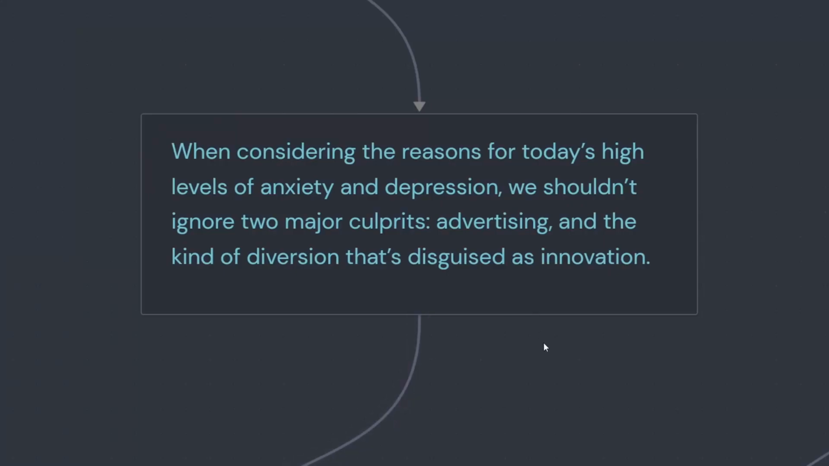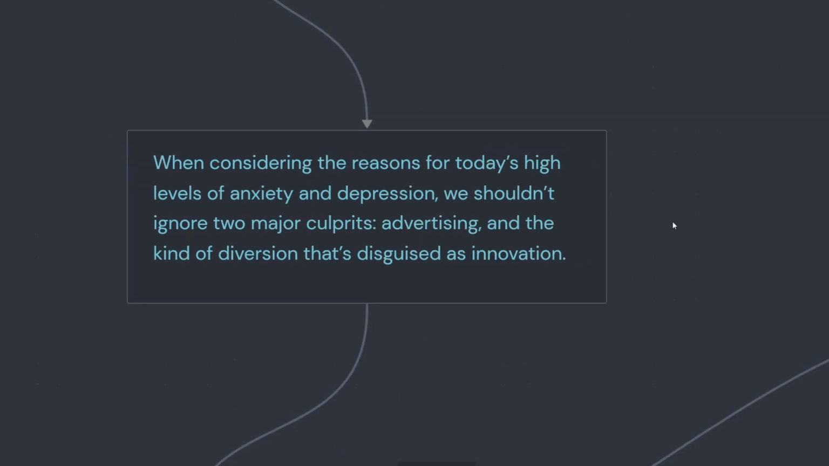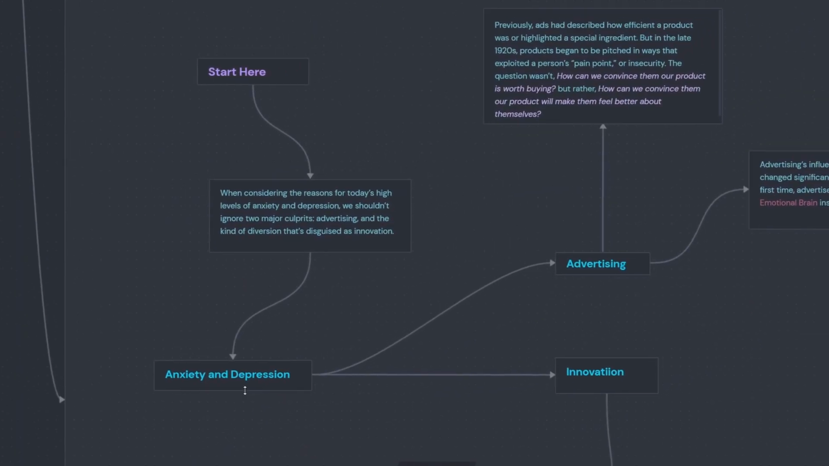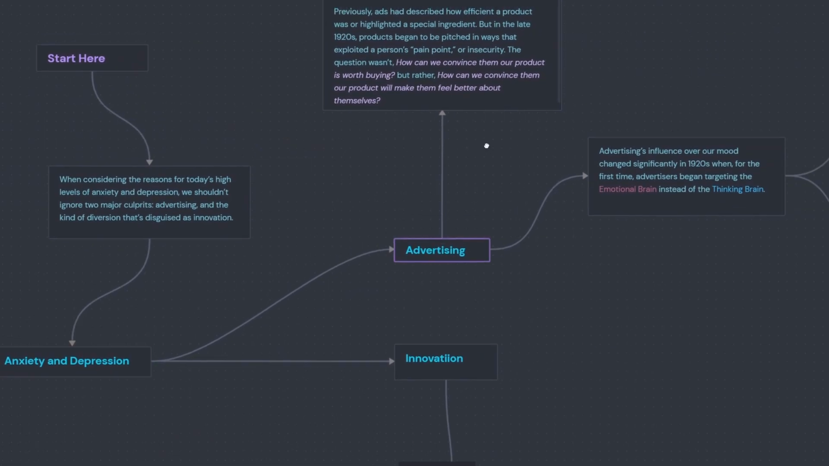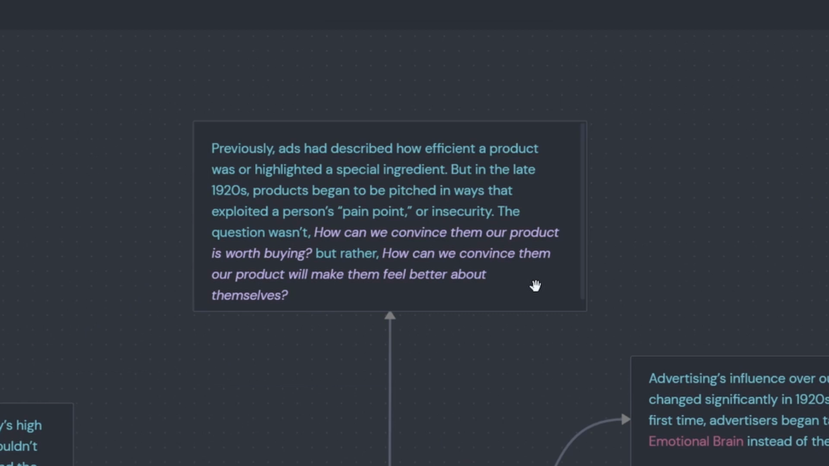When considering the reasons for today's high levels of anxiety and depression, we shouldn't ignore two major culprits: advertising and a kind of diversion that's disguised as innovation. So anxiety and depression comes from advertising. In the late 1920s, products began to be pitched in ways that exploited a person's pain point or insecurities. The question wasn't how can we convince them our product is worth buying, but rather how can we convince them that our products will make them feel better about themselves.